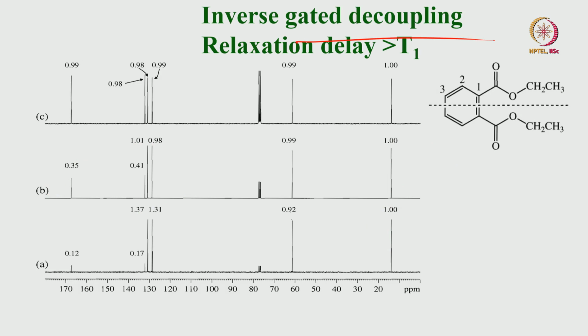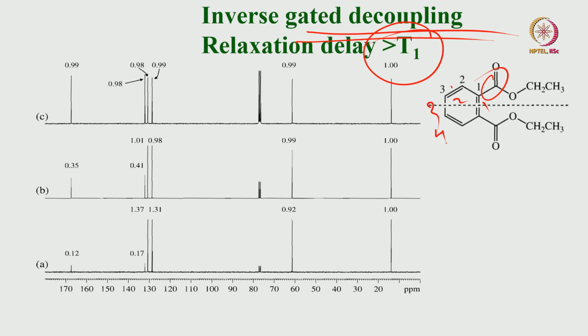So on the other hand, do the last experiment. Inverse gated decoupling you can do with NOE. Give the delay larger than T1, not just larger, it should be 5 times the longest T1, of the carbon which has the longest T1 that you have to consider. Give that much delay. You understand? For example, different carbons have different relaxation times. One may have 1 second, 2 seconds, 3 seconds, 4 seconds.